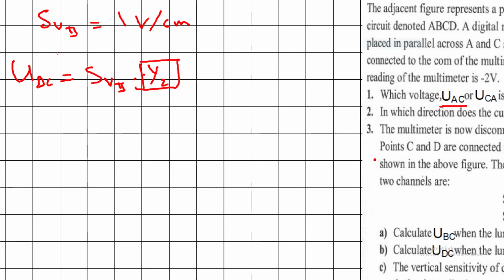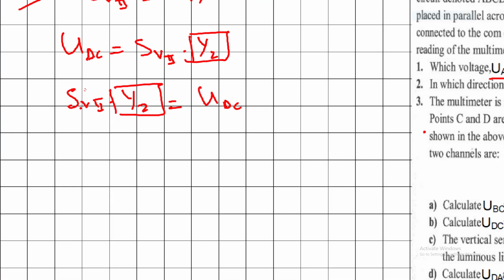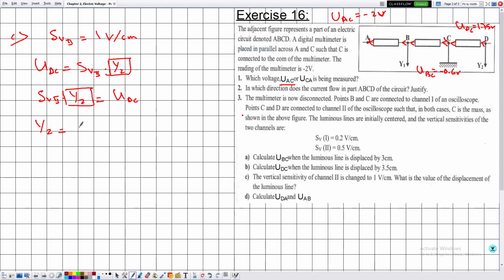So what's the type of this equation? This is an equation in one unknown. How do we solve it? We put y2 on one side and all the others on the other side. So flipping this equation, we have that SV2 multiplied by y2 is equal to UDC. Knowing that we are interested in y2, we need to get rid of SV2 or move it to the right hand side. Here it's multiplied, so dragging it there, it will be divided. Then y2 is equal to UDC divided by SV2. The value of UDC is given by 1.75, dividing it by 1, so this is equal to 1.75.